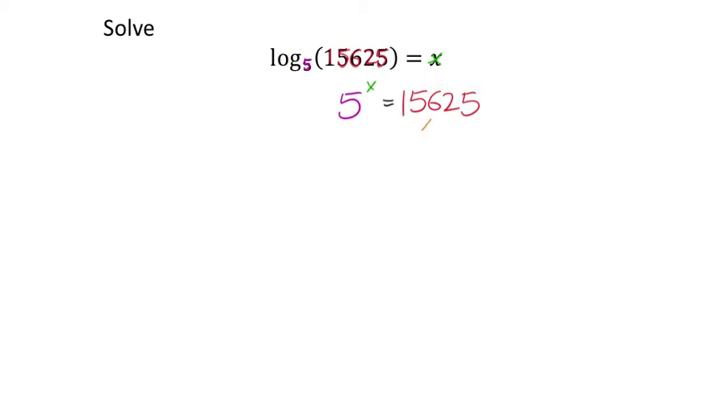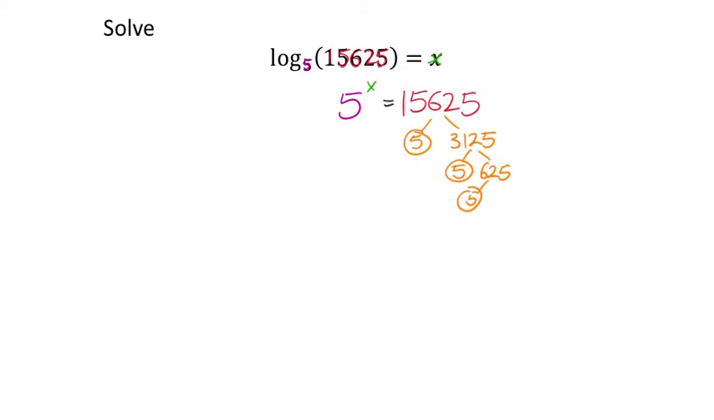Okay, so I'm going to take 15,625. Let's divide it by 5. Again, we're dividing it by 5 because it should be repeatedly multiplied by 5. That's the base. When I do, I get 3,125, which then I can divide by 5. So divide that by 5, enter, and I get 625. I can divide that by 5 as well.